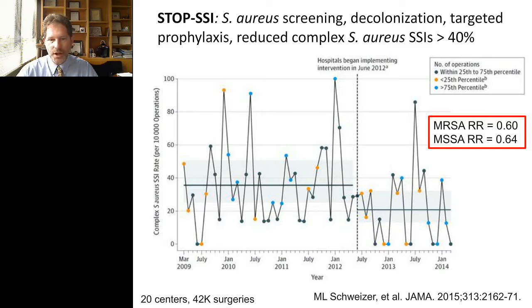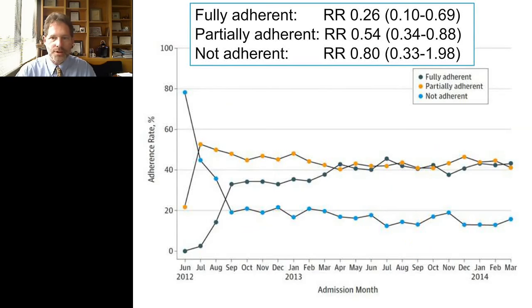So why did this large pragmatic study show only about a 40% or slightly over 40% reduction compared to the almost 80% reduction in deep surgical site infections that was shown by Bodie and colleagues? Well, this really has to do with the difference between a randomized controlled trial and an actual intervention in a hospital, which requires really good implementation.